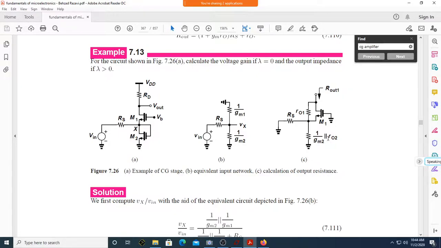Correct? And do these two come in parallel? See here, this is ground, this is ground. So looking out this, looking towards this side, is it not ro1 plus (1 plus gm1 ro1) multiplied by this quantity? So what I'll do is, okay, let me just rewrite this.